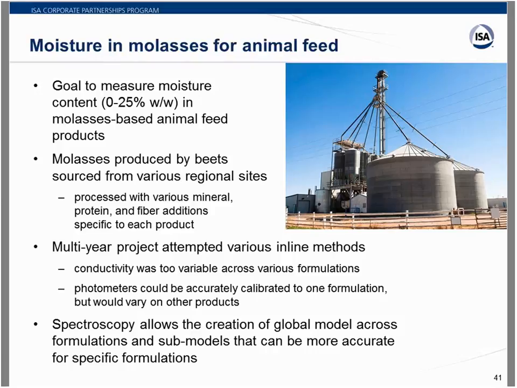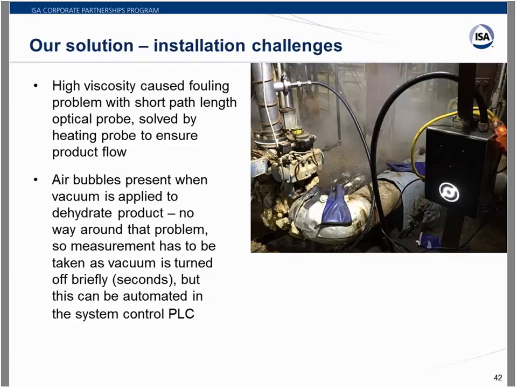So before we could install our spectrometer to the manufacturing process line, many limiting factors were taken into account. Some of these main factors were viscosity and air bubbles present within the production pipeline, which is shown on slide 42. The viscosity was very high within the process line, which in fact resulted in spectrometer probe fouling. And this fouling was overcome by customizing our spectrometer probe with a heating element, which increased the product flow around it, therefore greatly reducing the stickiness of molasses over the optical path length of the spectrometer probe head.